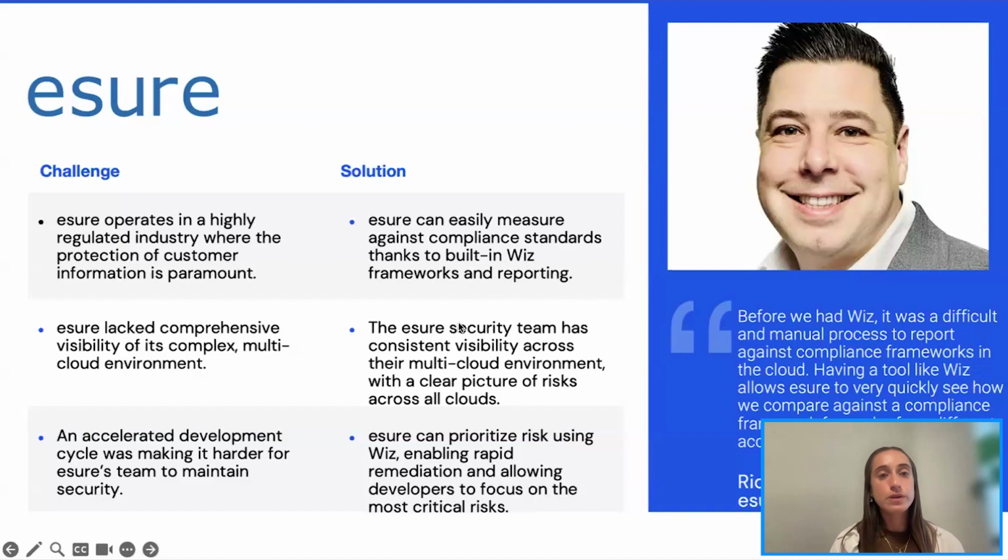So when they came to Wiz, Wiz was able to help them very easily measure where they stand against the compliance standards that were relevant to them with our built-in frameworks and reports. And their security team was able to gain consistent visibility across their multi-cloud environment and very quickly understand the risk across all of their clouds on the Wiz security graph, which we use to map all the risks. And not only that, they're able to truly prioritize the critical risks and focus on the risks that really matter and have a business impact, and therefore allow their developers to move faster because they're really able to reduce the critical risk and reduce the noise that often they face with traditional tools.